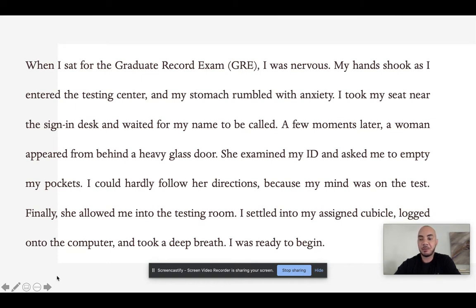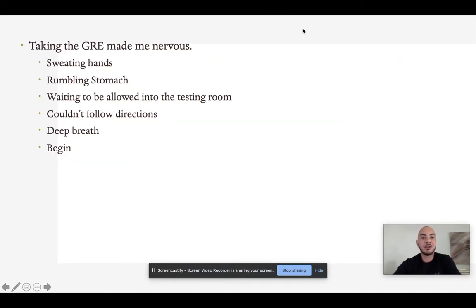So here we have an example of a narrative paragraph that is fairly well developed and fairly well organized. I want to start by just looking at an outline of this paragraph. We have first our controlling idea at the top, or our topic sentence: Taking the graduate record exam made me nervous. And then we have a series of supporting details that help to develop or illustrate that idea.